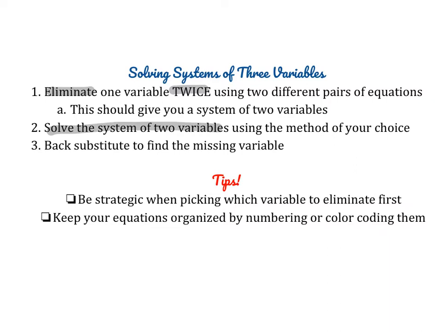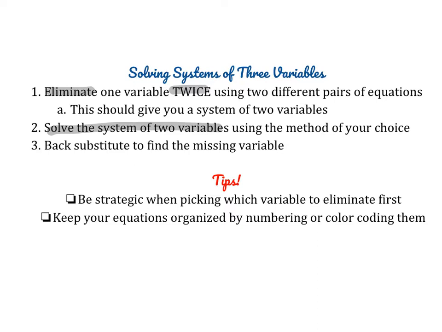You can use the method of your choice. Most likely it will be elimination, but maybe substitution. And then once you've solved for those two variables, you back substitute to find the last missing variable. So a few tips. Be strategic when you're picking the first variable to eliminate. So look through all of them and say which one would be the easiest to eliminate two different times.